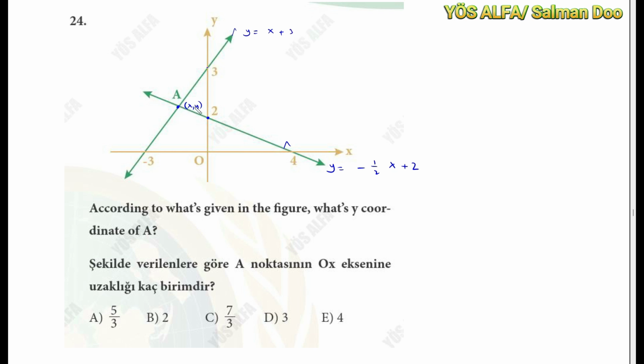Since we are looking for the y coordinate of A, I'm going to substitute x from this equation into that equation and find out y. So half x is 2 minus y. From here, x is 4 minus 2y. And let's substitute this value over here. So y is 4 minus 2y plus 3. From here, we get 3y is equal to 7. y is 7 over 3. So that's our y coordinate of point A. So the answer is C.